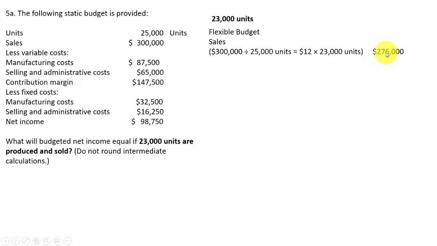Now, as I go through this flexible budget and make these calculations, I want to apologize for this not all lining up on the same rows that we have over here. They're going to be down through here, but they won't be exactly lined up.